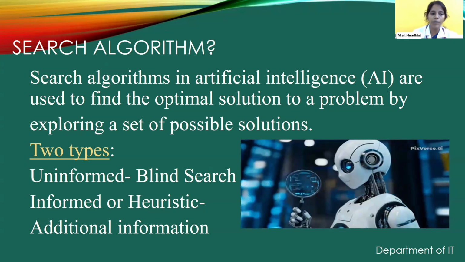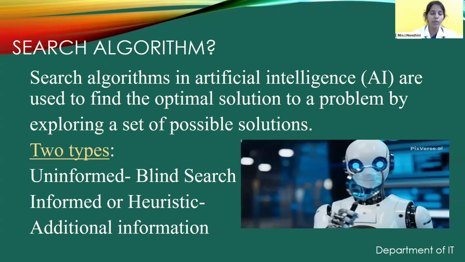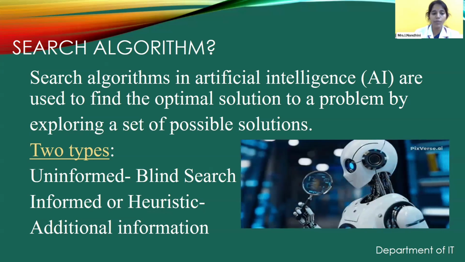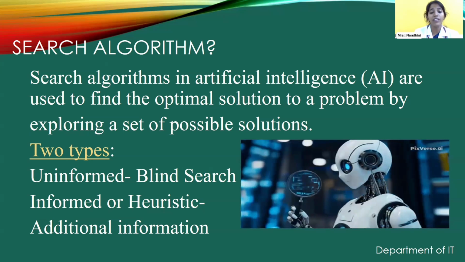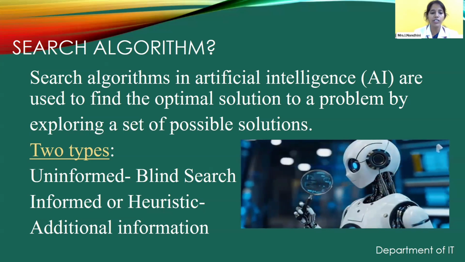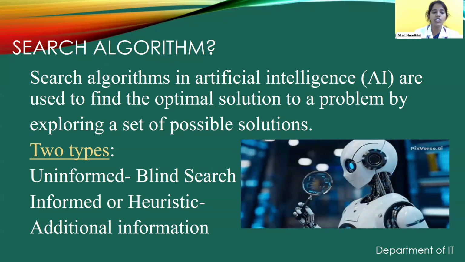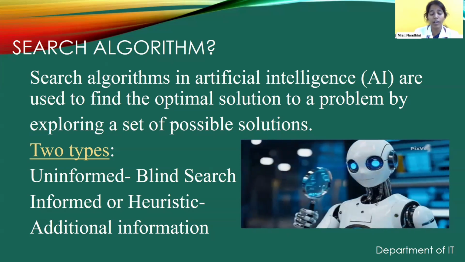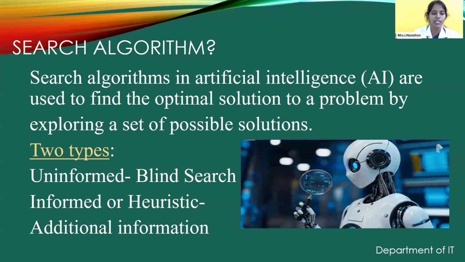So there are two types. One is uninformed search, another one is informed search. Uninformed search is a blind search, so we don't have any additional information about the environment. For informed search, we have additional information about the environment. That is also called heuristic search.